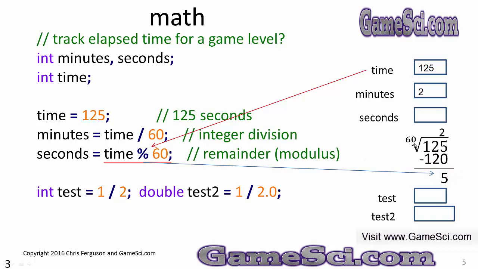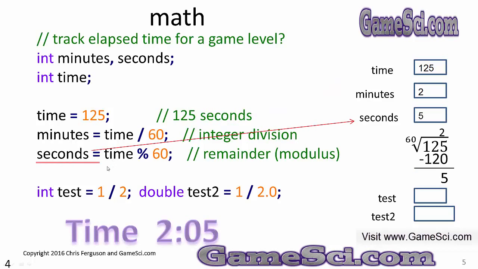60 fits into 125 twice. 60 times 2 is 120. So by the rules of division, I subtract 120 from 125, and I get a remainder of 5. This remainder is the number of seconds left over if you take out the 2 minutes in 125. By calculating the remainder, time modulus 60, I'm able to calculate that there are 5 seconds left over after taking 2 minutes out of 125 seconds. And that's the number of seconds I want to display.